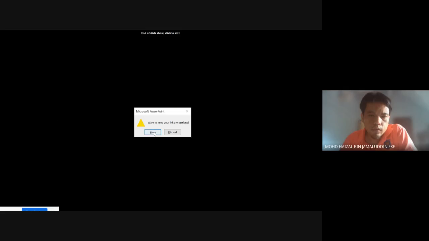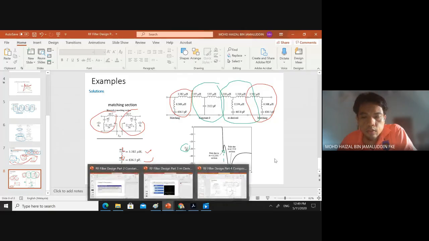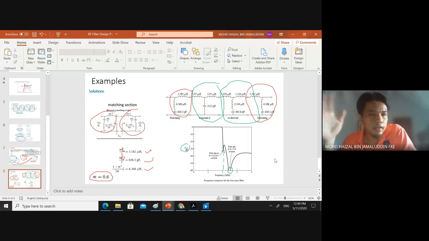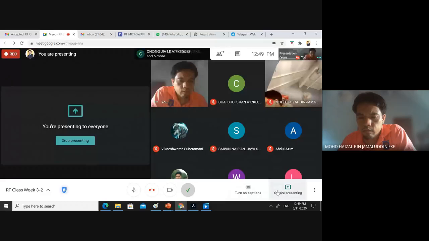Okay, so it's almost the end of my class. Basically, today's class is focusing on the image parameter method, where we have three techniques, starting from the K section, then we move to the m-derived section, and finally the composite filter design.